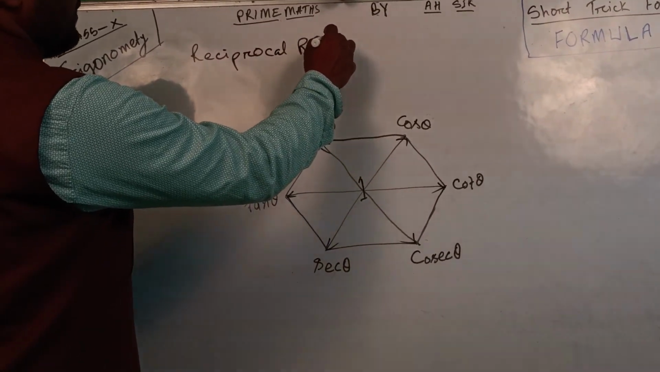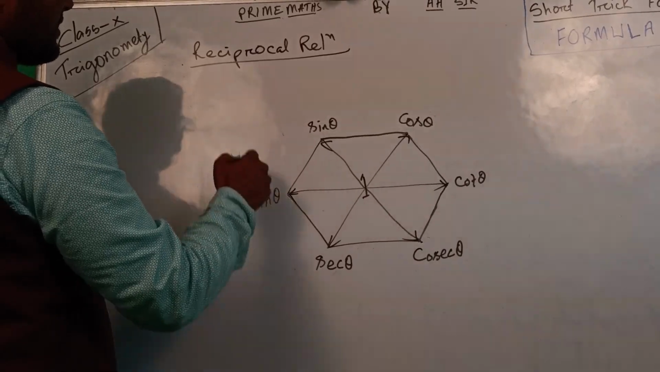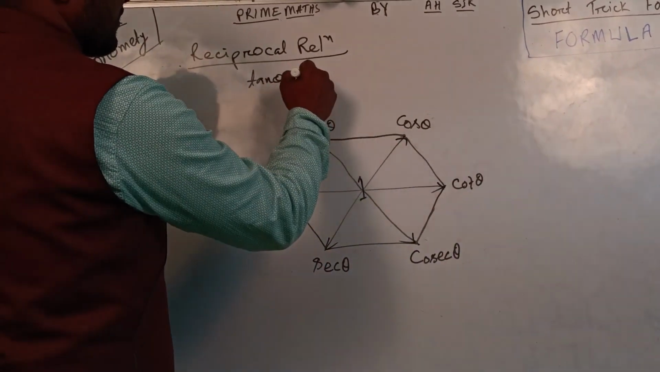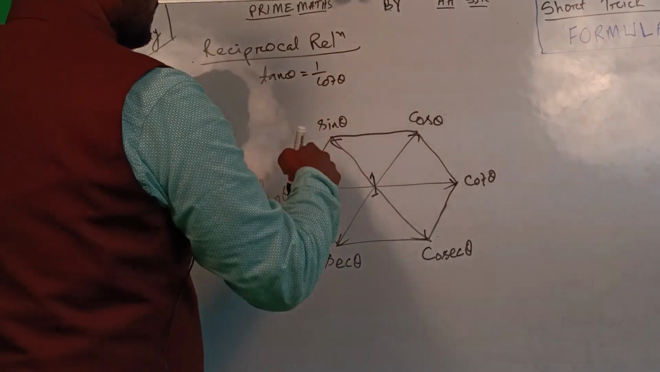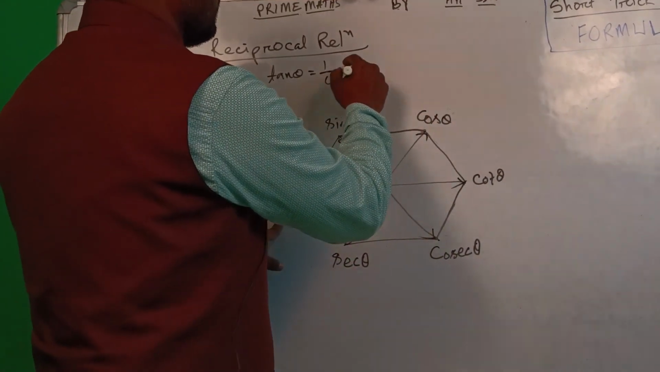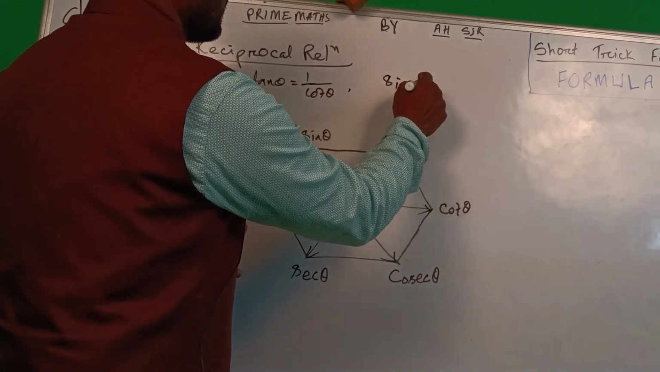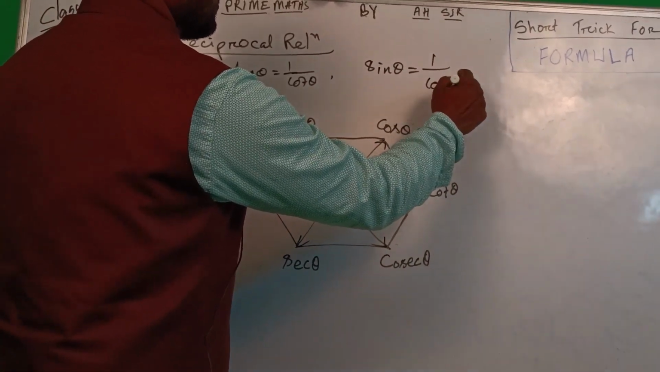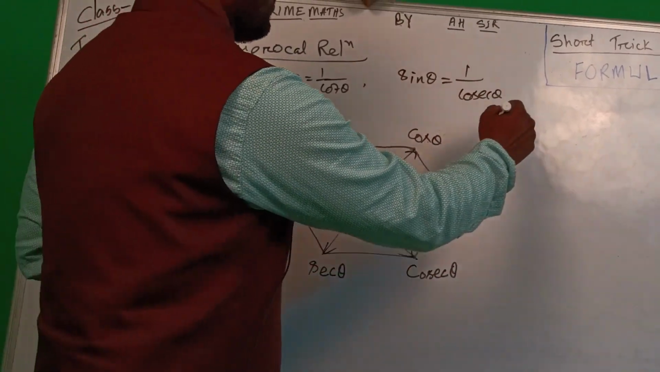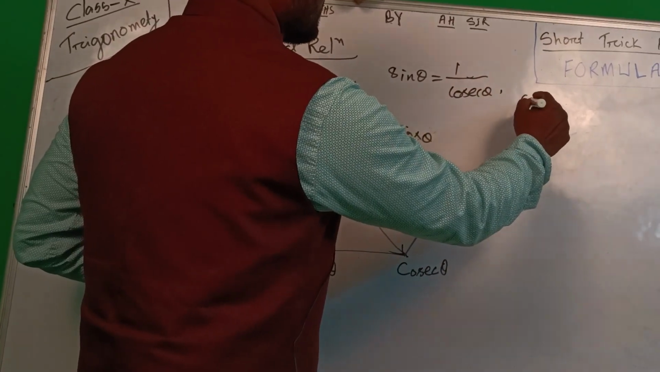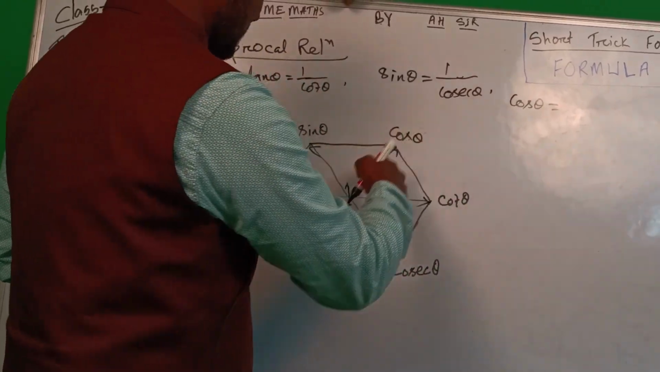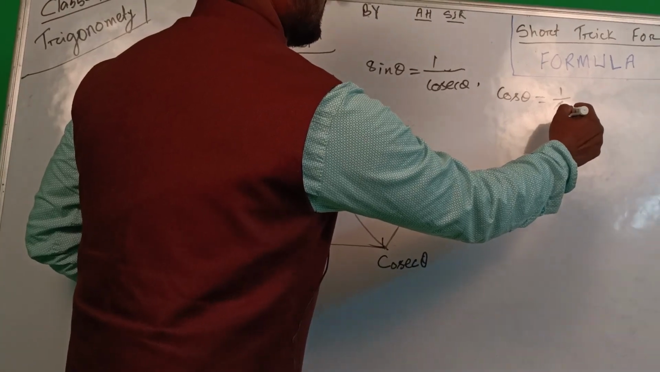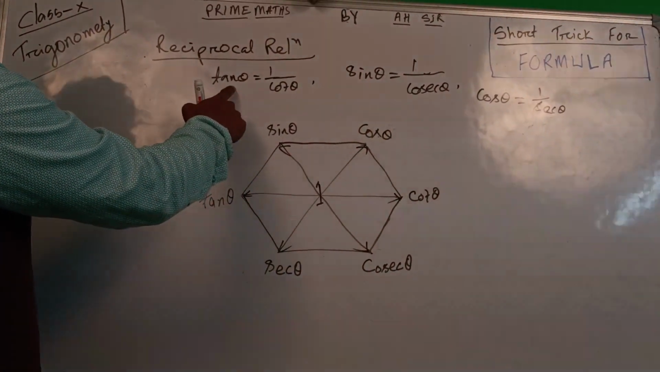The reciprocal relation is: first, tan theta equal to 1 by cot theta. Then sine theta equal to 1 by cosec theta. Then cos theta equal to 1 by sec theta. So you see, this is the first relation.